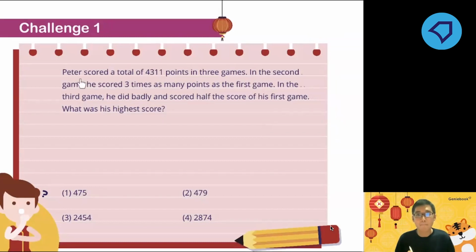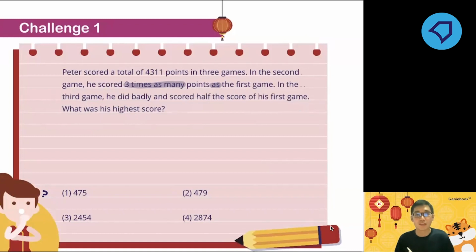Now, this question says, Peter scored a total of 4,311 points playing 3 games. He played 3 games and he scored 4,311 points. In the second game, he scored 3 times as many points as the first game. So that's your first clue, 3 times as many. In the third game, he did badly and he only scored half the score of the first game. So can you calculate what was his highest score? Let me help you out with the model.